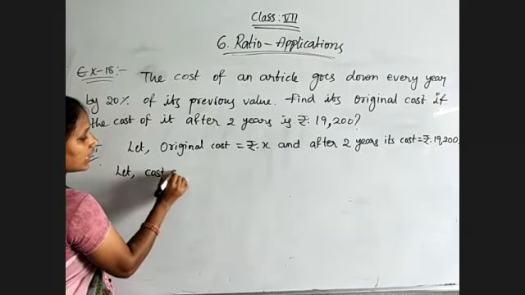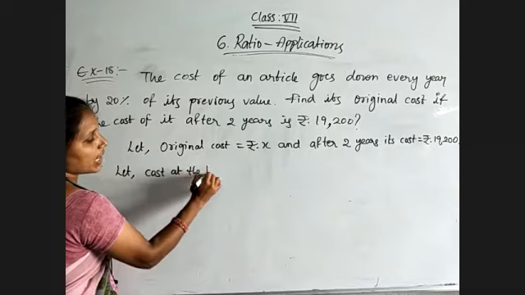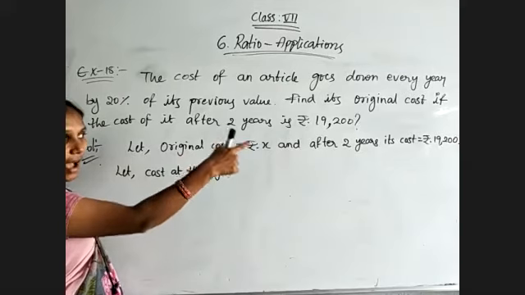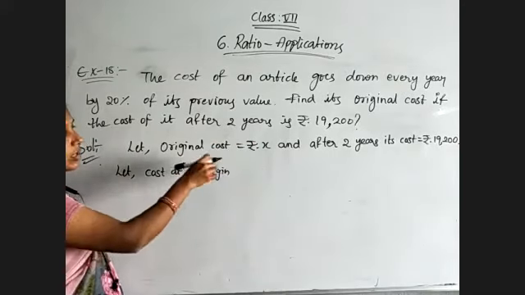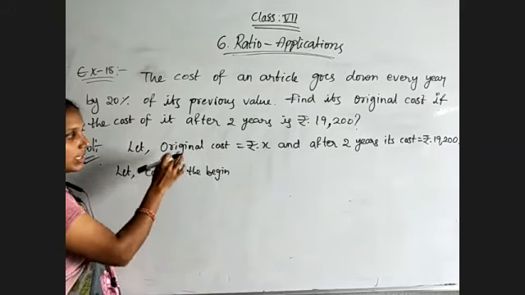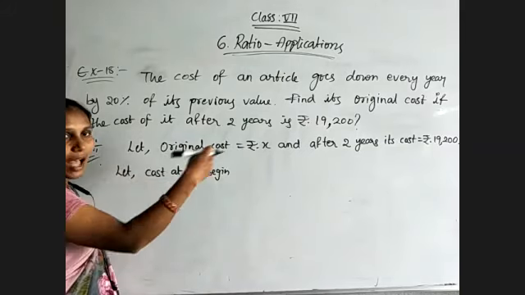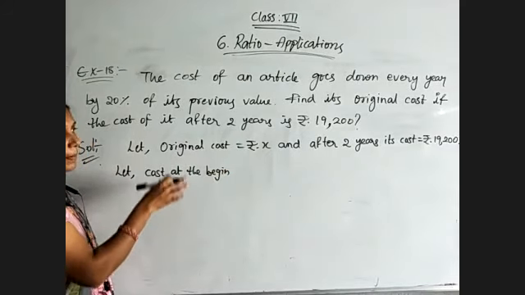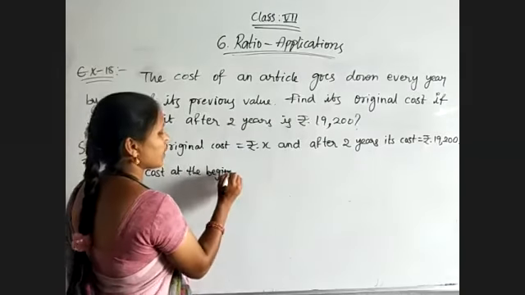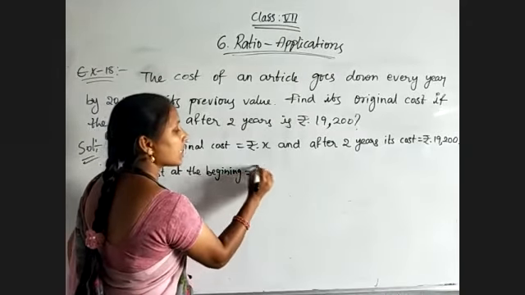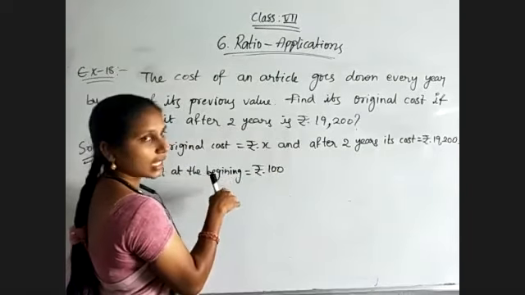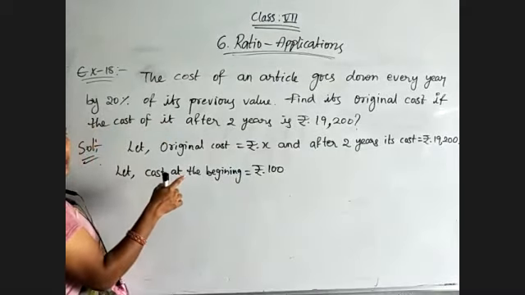Then let the cost at the beginning of the first year be considered. By comparing the original cost and the cost after 2 years, using proportion, we will get the answer. Let the cost at the beginning be 100 rupees. In that case, next we will see the second year.